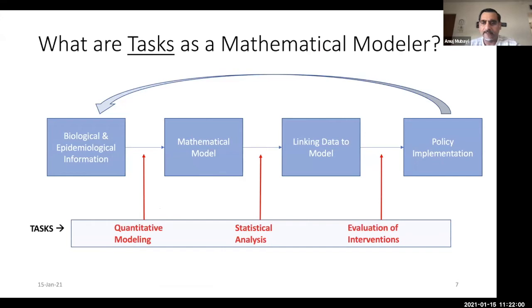In this, if I break it down into what I said in the previous slide, there are three aspects that become the task of a biomathematician. Okay, the tasks are modeling, analysis, and evaluation. These are three distinct tasks that we do as a biomathematician.